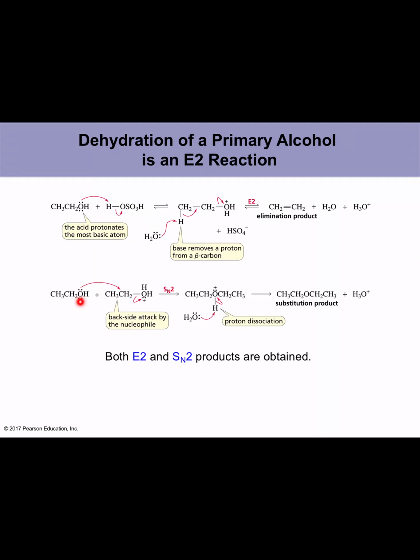So this alcohol carrying a lone pair comes to this carbon and leaves the water molecule, generating a protonated ether. And then see, this has a hydrogen to begin with, this hydrogen right there. And then the proton dissociation takes place to another water molecule, and you can form the substitution product.